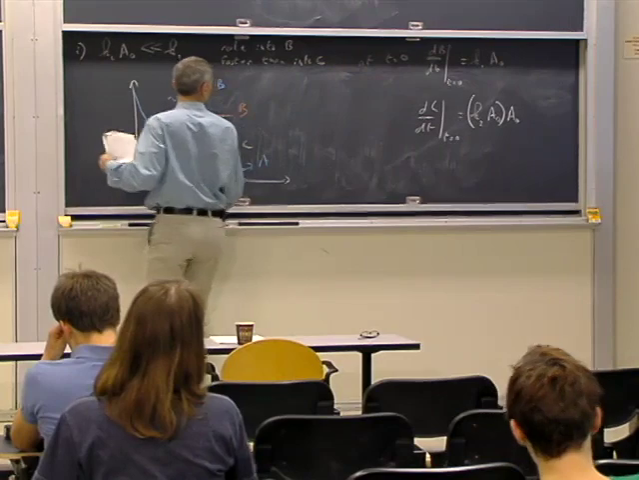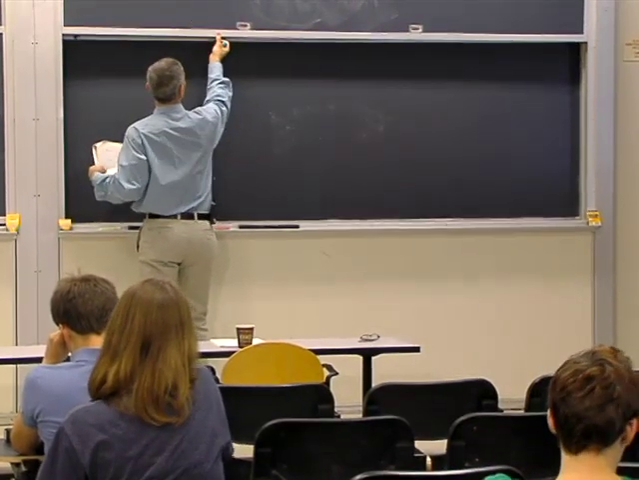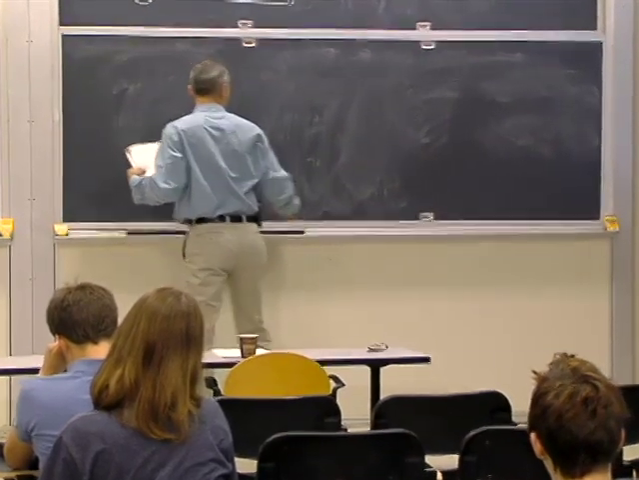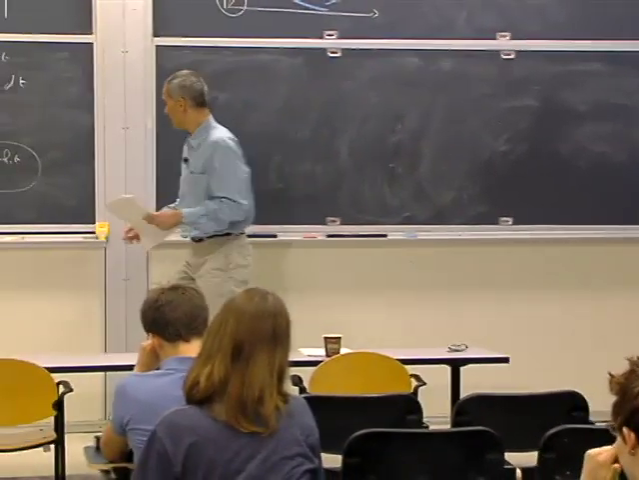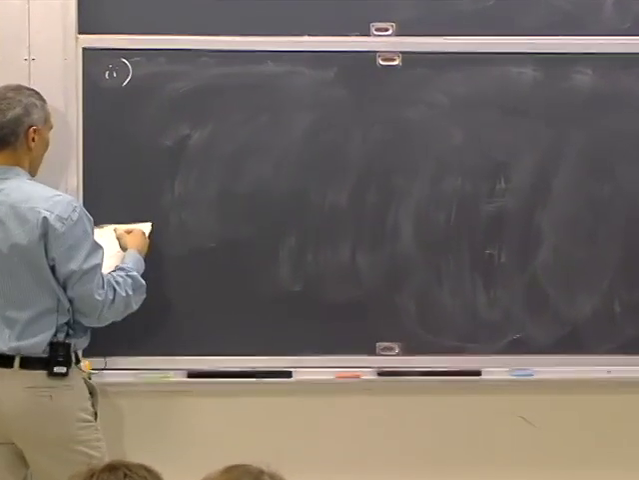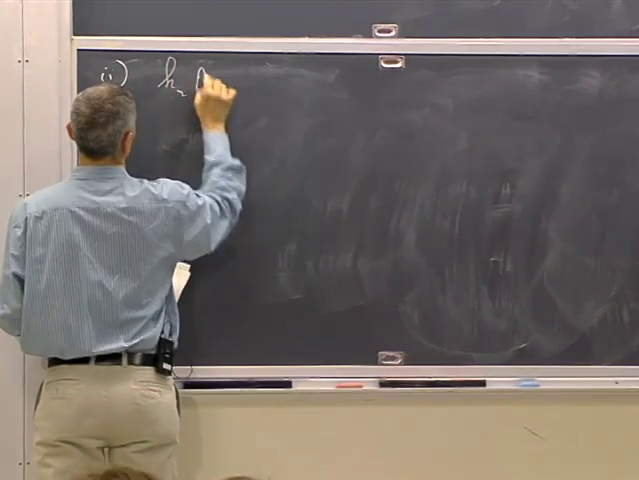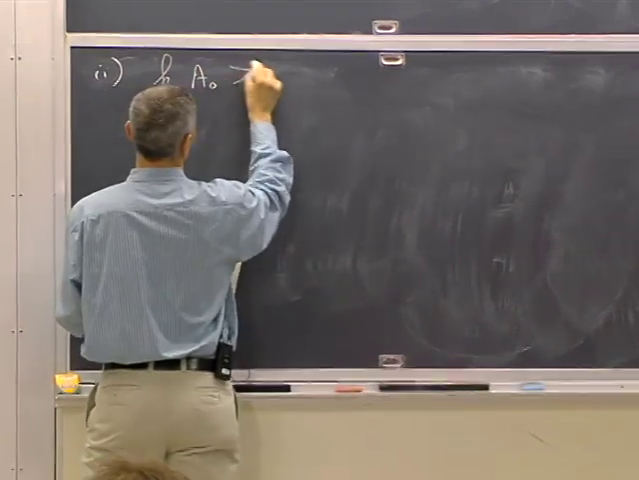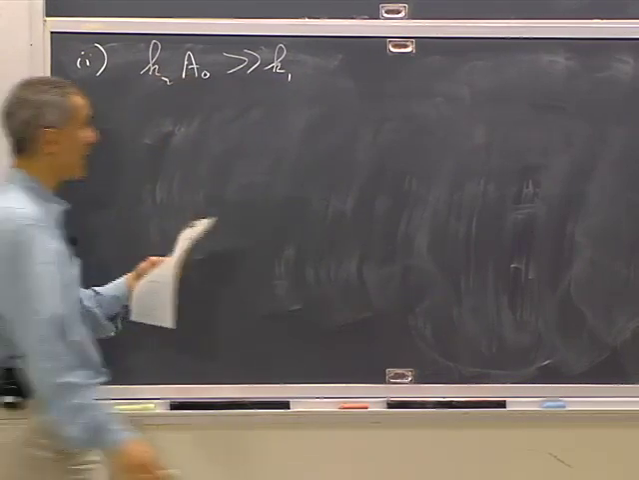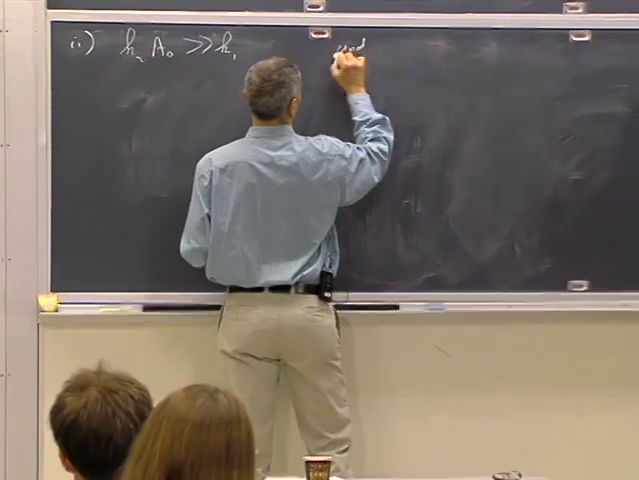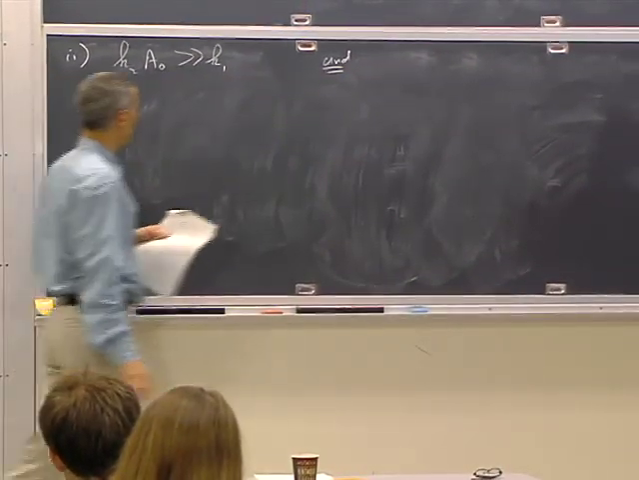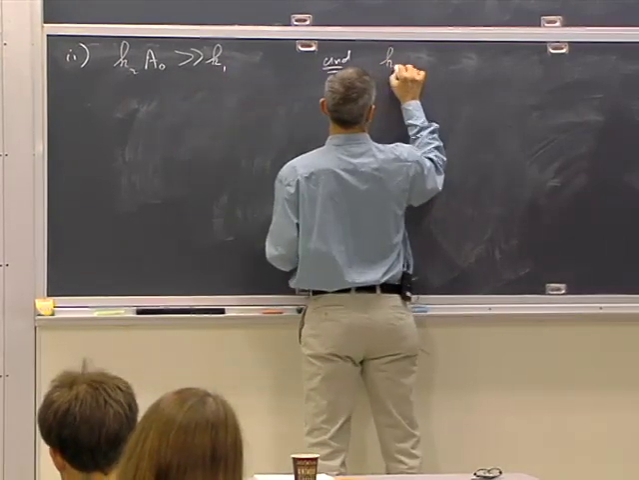OK, let's do another approximation. Let's do the other case, where k2 a naught is much bigger than k1. And in this case, you have to be a little bit more careful. You have to add that you're going to look at this at early times. And we're going to see why early times is important in just 5 minutes.